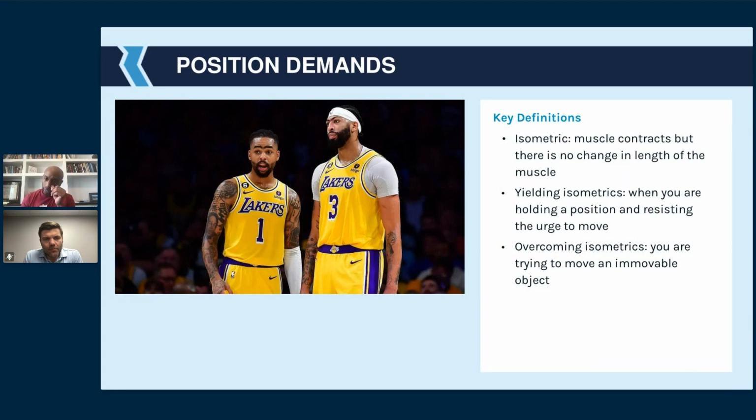Okay. The second sub-definition would be overcoming isometrics. The way this would look, I'm not sure if you guys have seen this, is if you have a squat rack and you put the safety bars on both sides up a little higher, and you have the bar on your back like a back squat, and you try to force yourself into that safety rack and hold that position, meaning you're trying to move an immovable object, that is overcoming isometrics.